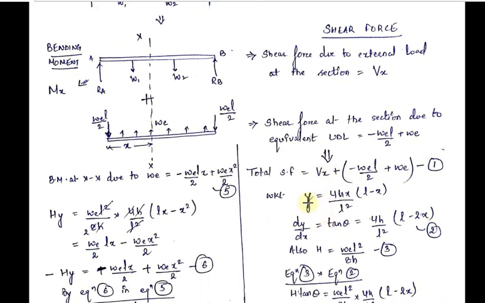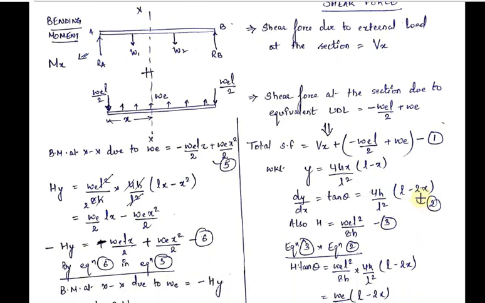Now we know that the equation of y is equal to 4hx upon L square into (L minus x). If I differentiate this term with respect to x, I will get dy by dx, which is also equal to slope, which is tan theta. So tan theta will be equal to this equation. After differentiation, I will get this term. So let us take this equation as equation number 2.